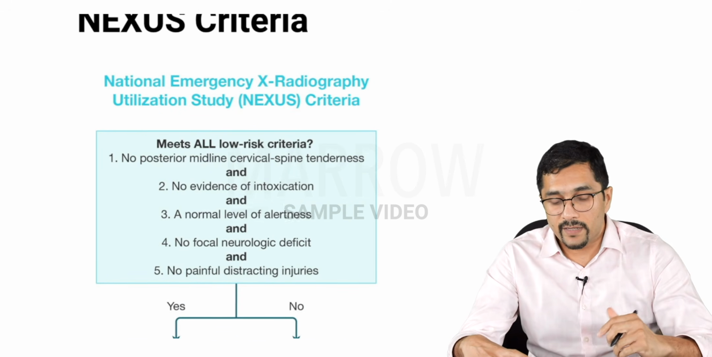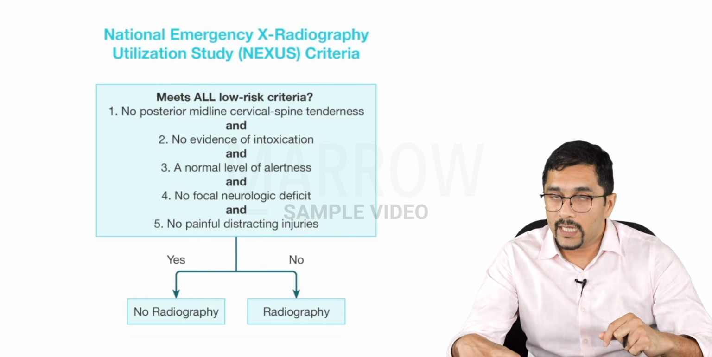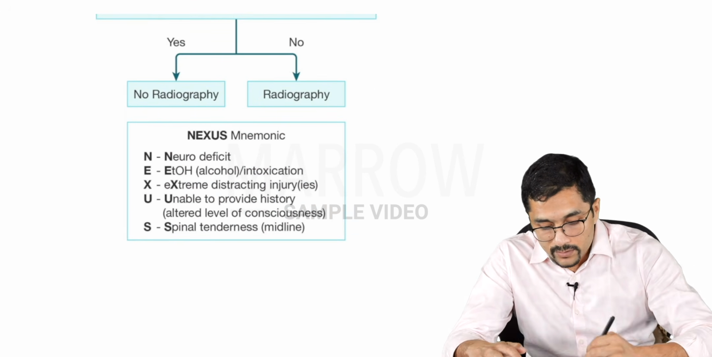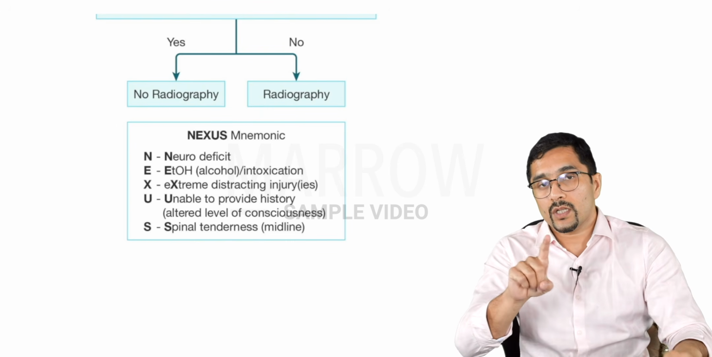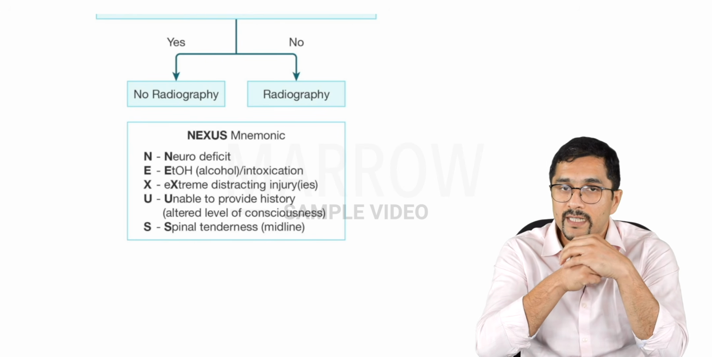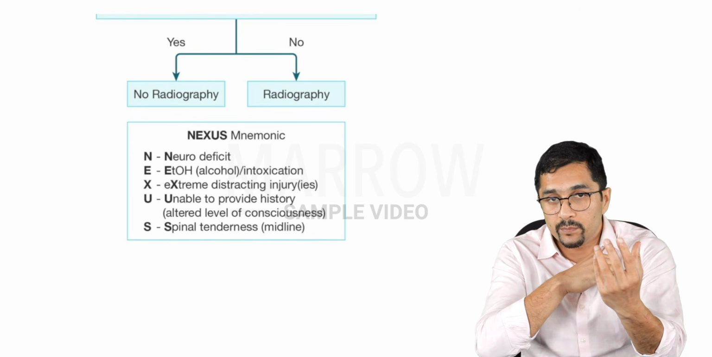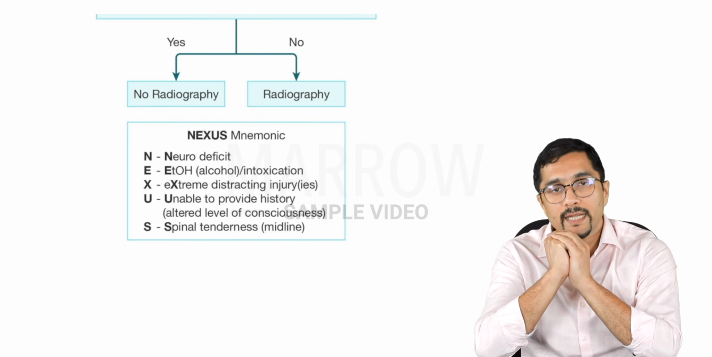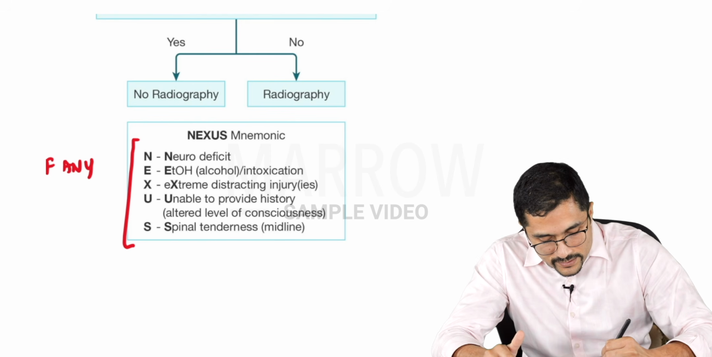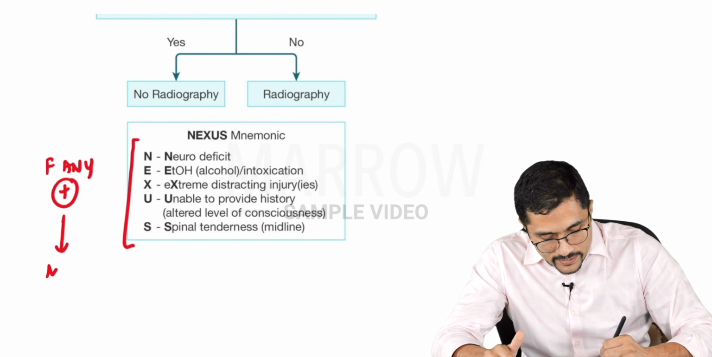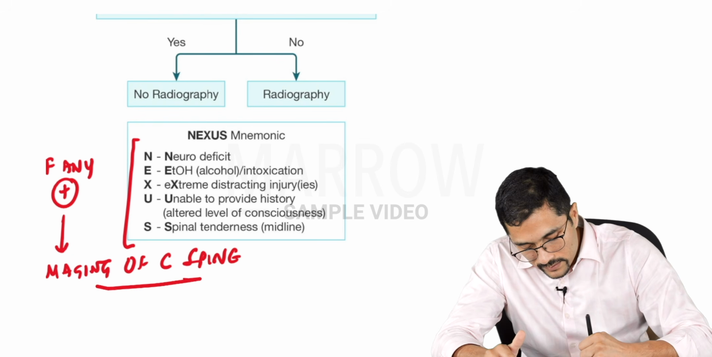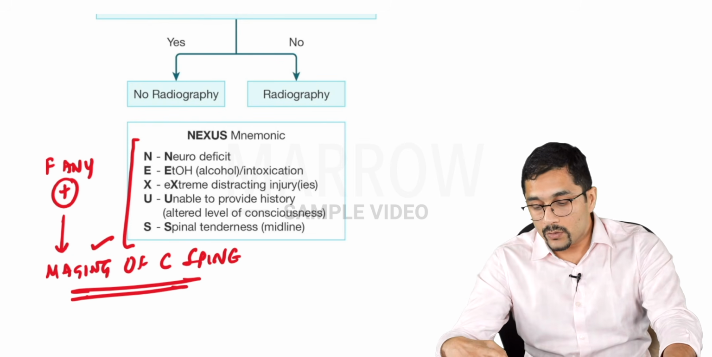Another way to assess cervical spine is the NEXUS criteria. You need to know that NEXUS criteria is for cervical spine. You need to remember the mnemonic NEXUS. N is for neurological deficit, E is for alcohol intoxication, X is for extreme distracting neck injury, U is unable to speak, and S is midline spinal tenderness. So if any criteria of NEXUS is present, then we need to do imaging of cervical spine to rule out any cervical spine injury. So this we need to remember.